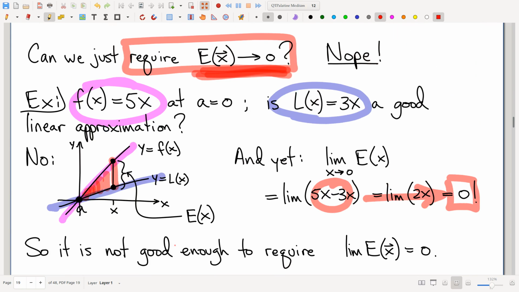It is good that it's not approaching 0 because, remember, the big idea, the test that we were proposing here is, hey, look, if the error goes to 0, good enough.